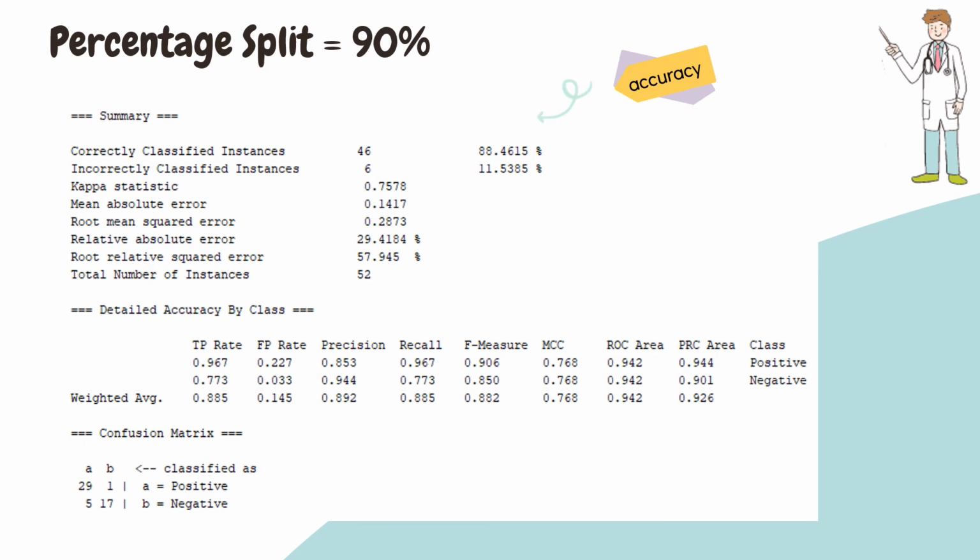Next, percentage split 90 to 10, where 90 is the percentage of training dataset. Change the percentage to 90% and click start. The accuracy is 88.4615%.